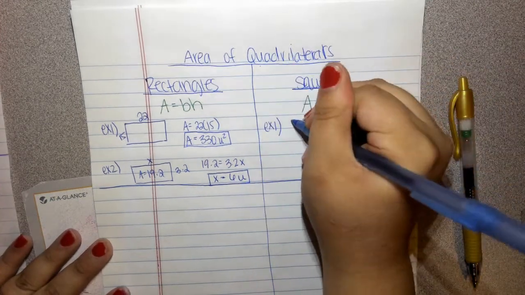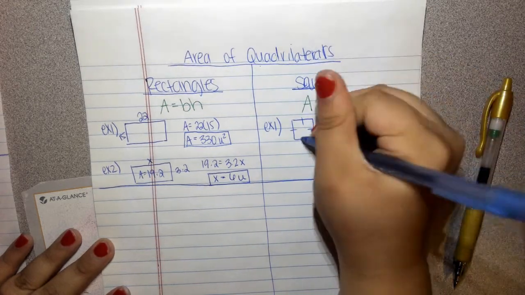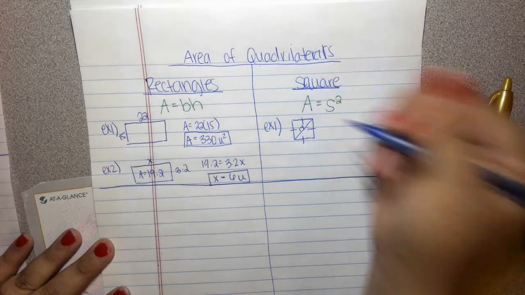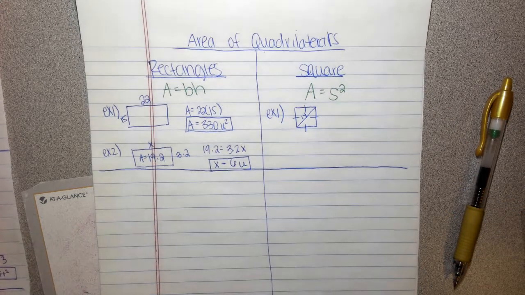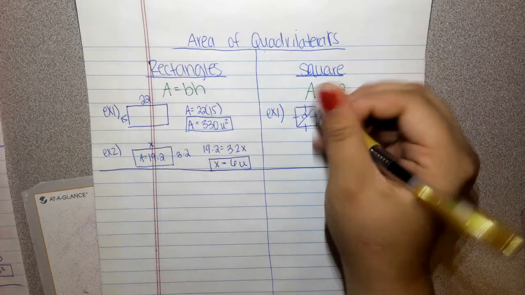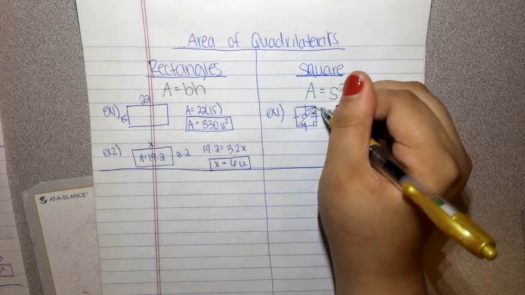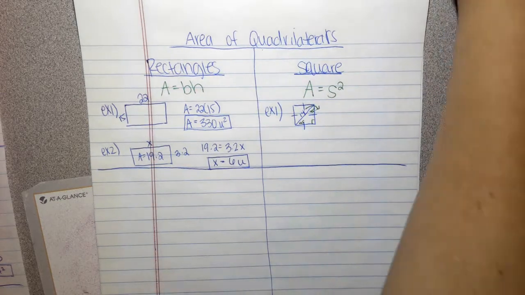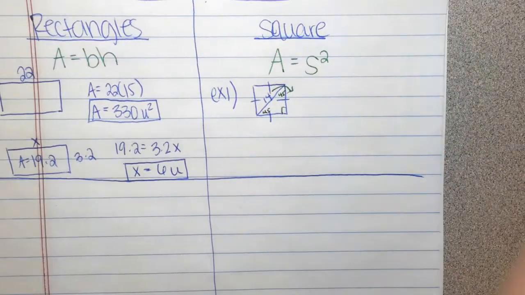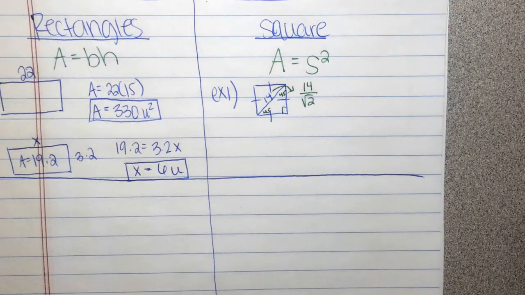So for example 1, if I have a square and the diagonal is 14, well, I need to find the side length. It's a square, so remember, this is 45 and this is 45. How do you find the side? We are going to divide by the square root of 2. This is not going away.